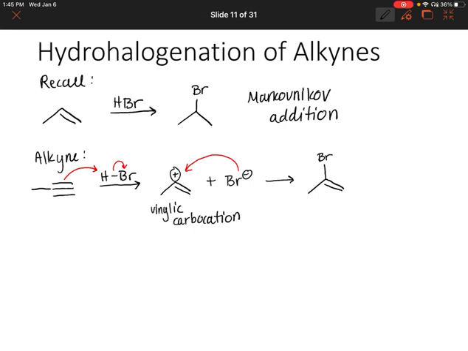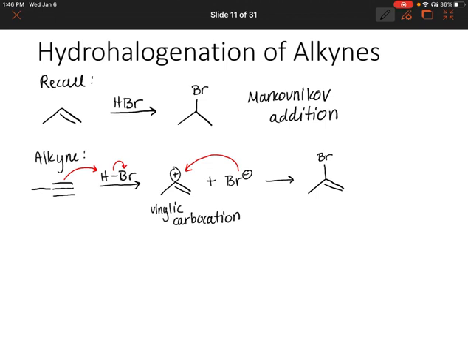However, scientists found that their experimental studies did not match this mechanism. So for one thing, vinylic carbocations are not very stable. So since they are not very stable, we would expect that the addition of HBr across this double bond would be really, really slow. However, it's actually not as slow as we thought it would be.